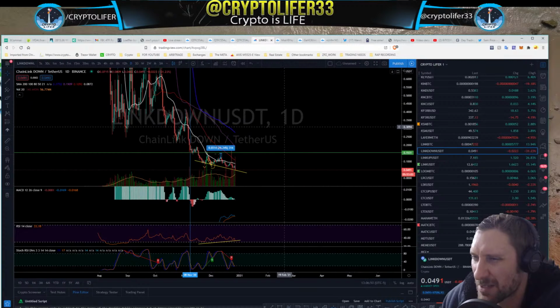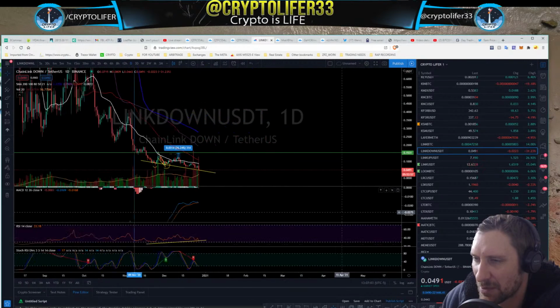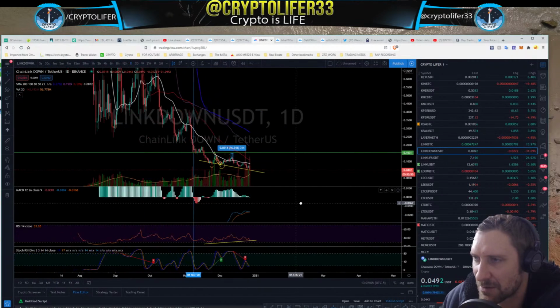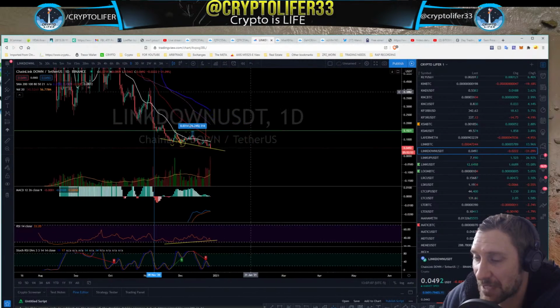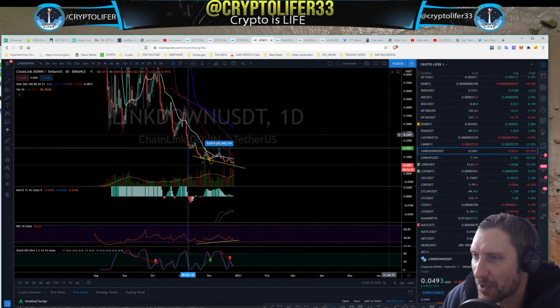Weird, man. More downside for Chainlink? But that's what the technicals say. I don't believe it. Doesn't make sense to me. That's what the technicals are saying right now, that this is a good play. We're also seeing heavy bullish divergence here. It's interesting, though. I also don't give too much credit to these.